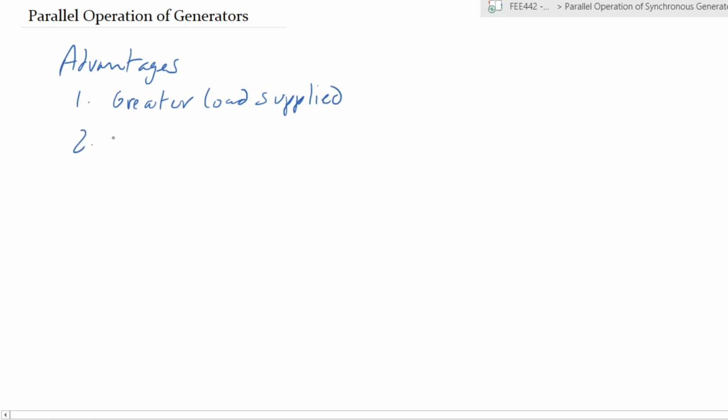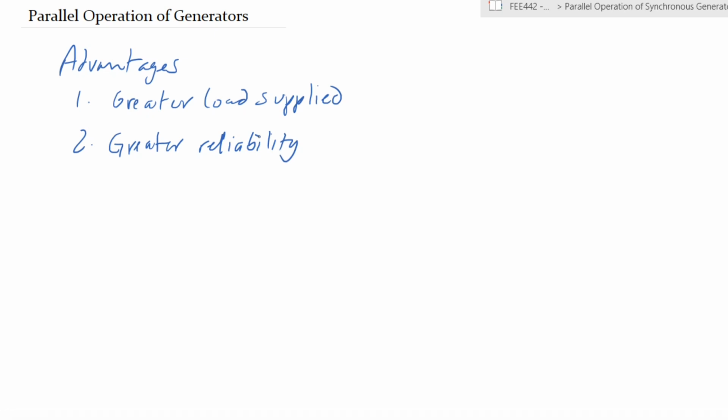Secondly, you can have greater reliability of the system. This means that if any one generator would fail, you are likely to still manage to supply at least some of the load because of the other generators that are connected. Whereas if you only have one generator, you'll only be able to supply as long as that generator is functional. If it goes down or has any issue, you would not be able to supply the load.